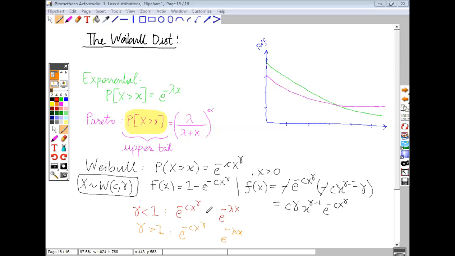And again, this C could have easily been lambda for the comparison. So for the purposes of comparison, just assume that lambda is equal to C.